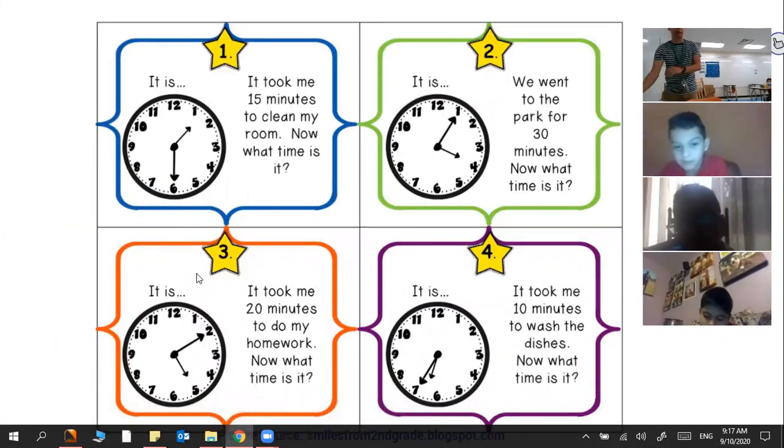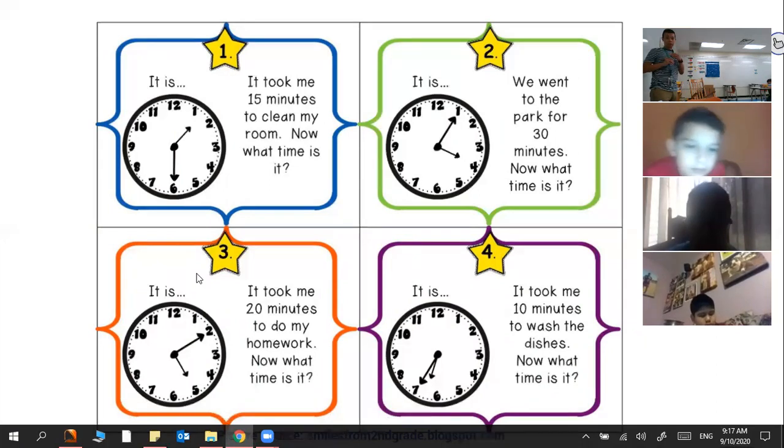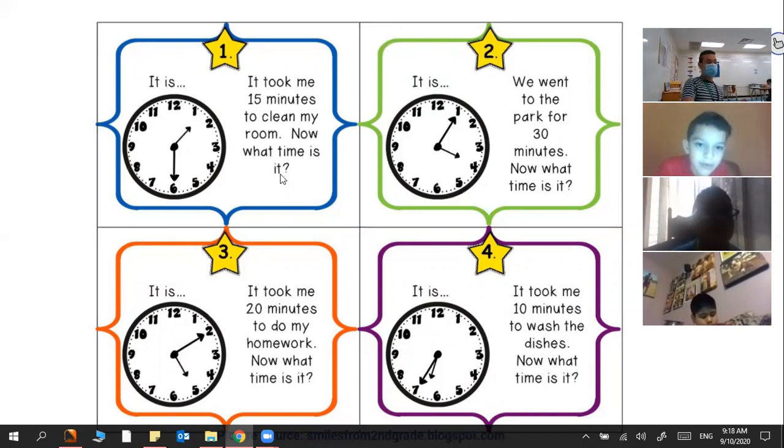Now this one. Okay. It says, number one, look at star number one. It says, it took me 15 minutes to clean my room. What time is it? What time is it in there? We're just gonna worry about the time that is in the clock. We're not gonna worry about what it says in here. So what time is it? 1:30. 1:30, good.